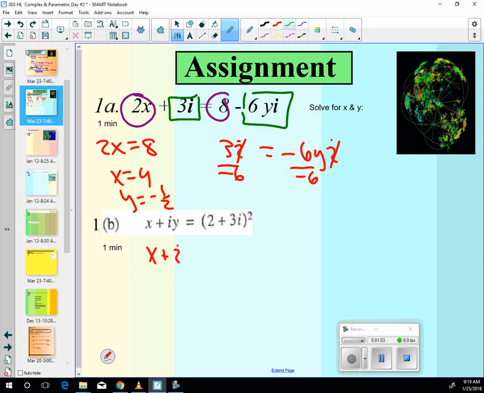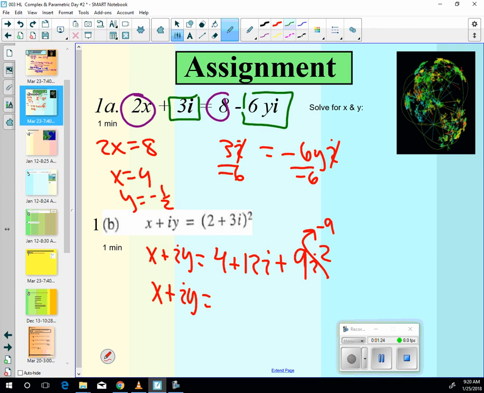X plus iy equals, expand this out, it'll be 4 plus 12i plus 9i squared. Well, 9i squared is the same as what? Negative 9. So this is going to be x plus iy equal to 4 minus 9, which is negative 5 plus 12i. Tell me what x is equal to. What's y equal to? Isn't that something?